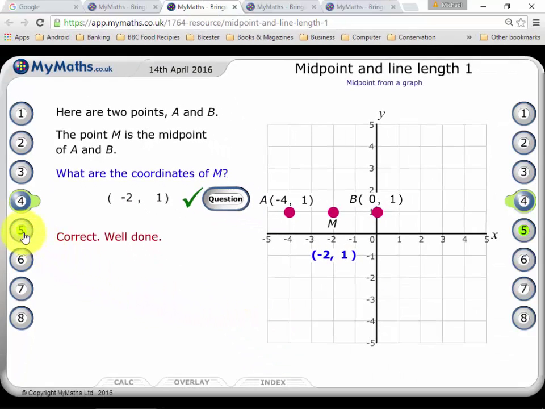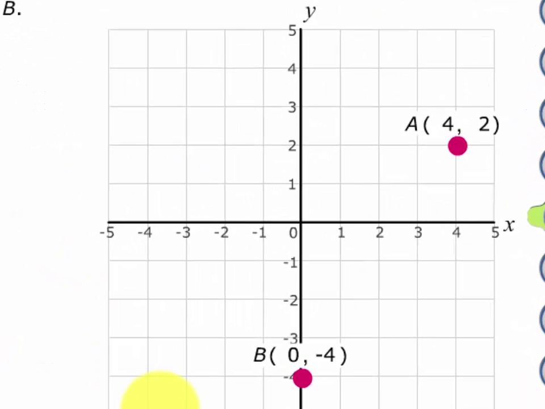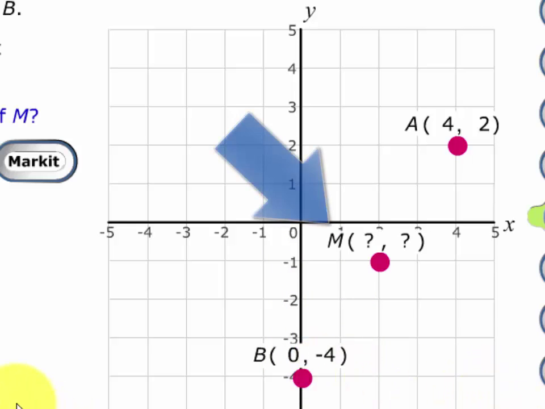Stage 5. Here are 2 points A and B. A up the top here, which is 4 along on the x-axis, 2 on the y-axis, and B is going to be at x is equal to 0 on the 0 line, but minus 4 for y. It's gone down 1, 2, 3, 4 in the negative direction. Click on next. The point M is the midpoint between these 2 points. So what are the coordinates of M?